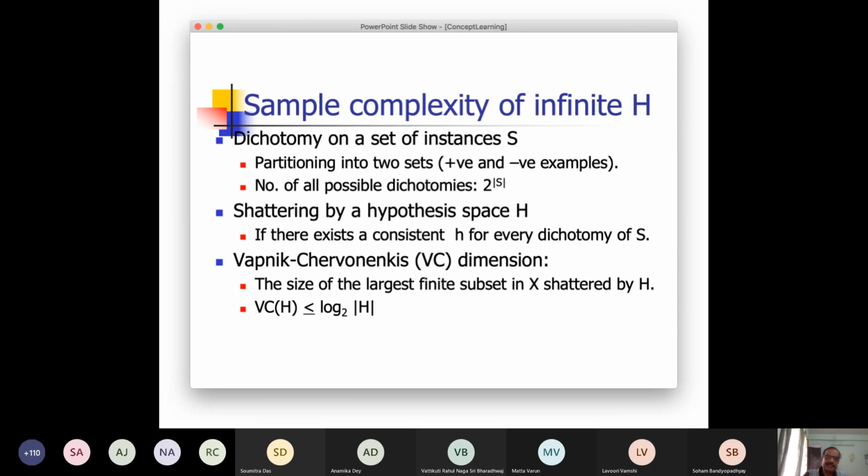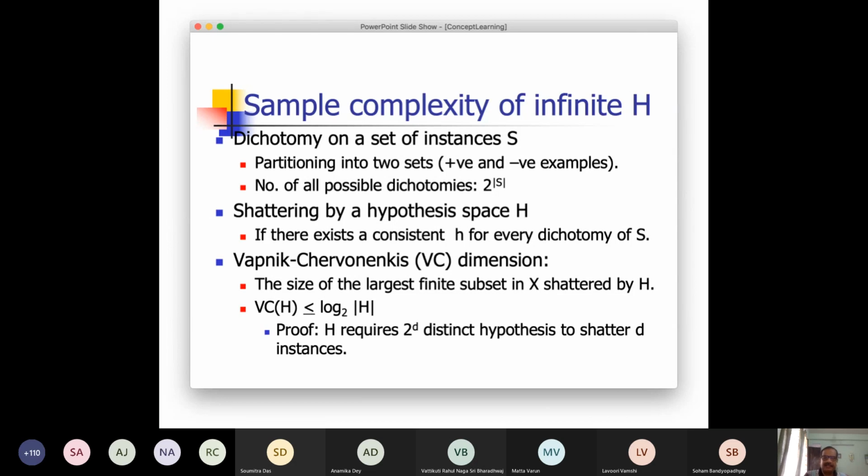So this is the Vapnik-Chervonenkis dimension. It is a number. You can say actually it is the cardinality of a set, the maximal finite subset which could be shattered by H. Now some more understanding is required, which I will discuss once we go through these slides. But one fact, very trivially, you can notice that this dimension is less than the logarithm of the size of the hypothesis space.